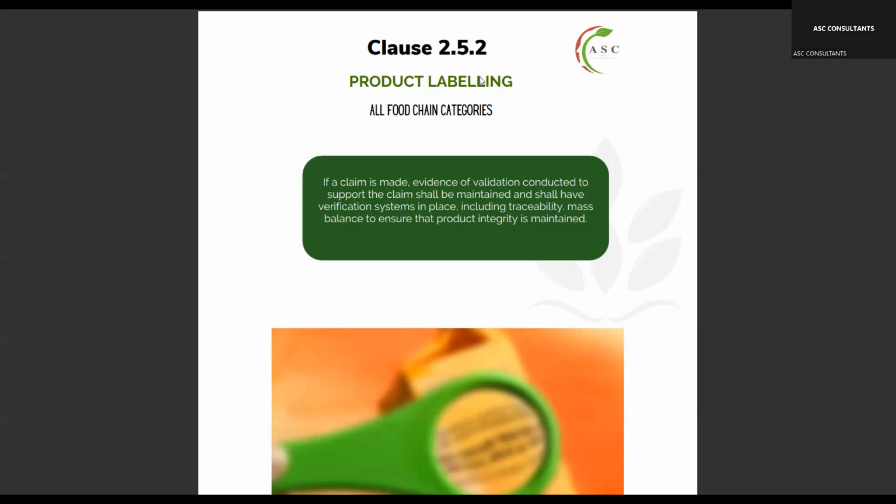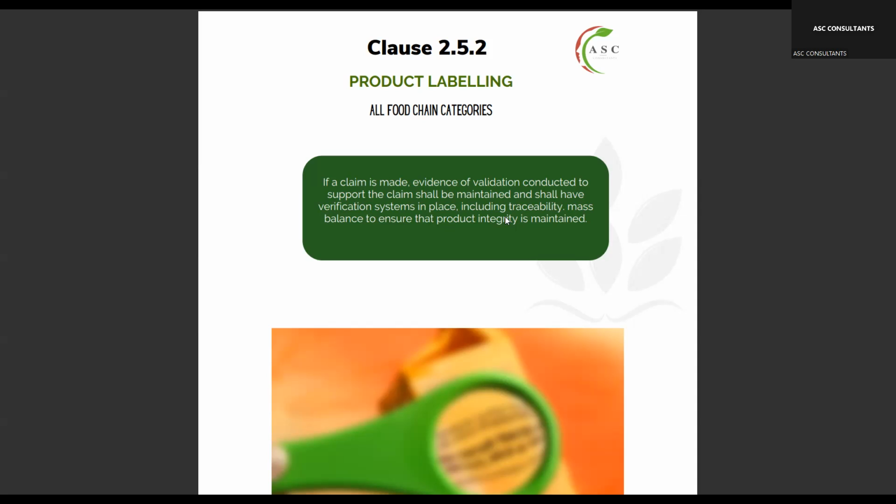And then let's look at clause 2.5.2 that looks at product labeling, and it's applicable to all food chain categories. No one is exempted here. If you look at requirement number C, where you make a claim. So if a claim is about nutrition, a method of production, chain of custody, or raw material, and you make such claims on the product label or packaging, you as an organization must maintain the evidence of validation to support the claim that you have made.